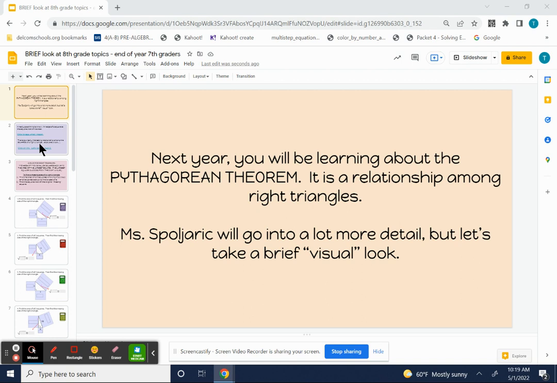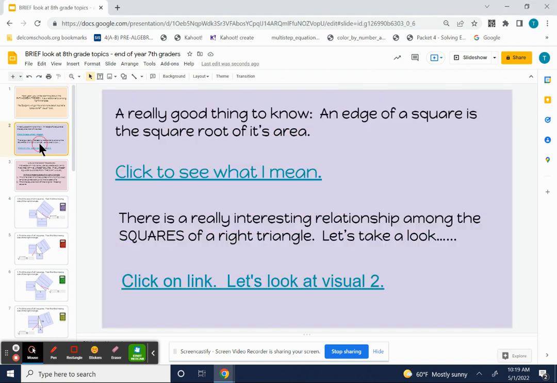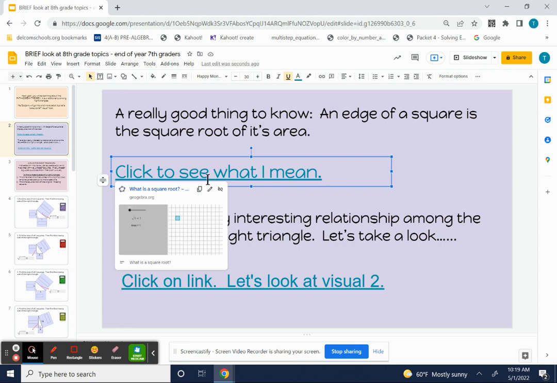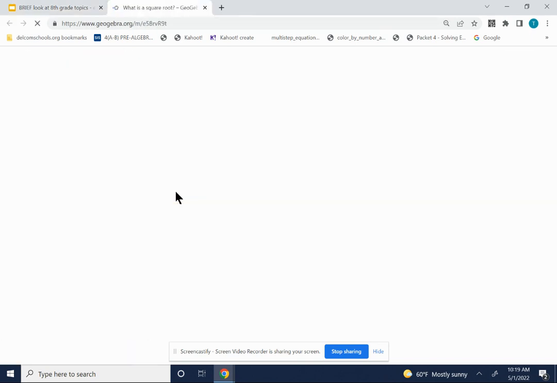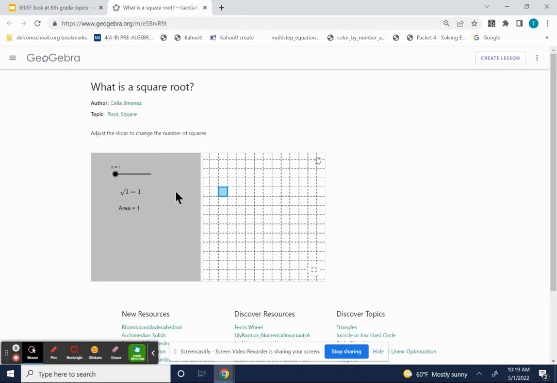Okay, but before we look at just the general idea, I do need you to know that the square root could be thought of as the edge of a square. So for example, if I have a square of 1, the square root could be thought of as the edge. See how all 4 edges are an edge of 1 space? Okay, let's see if I can make this go to 9.